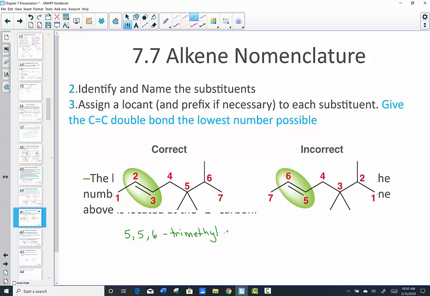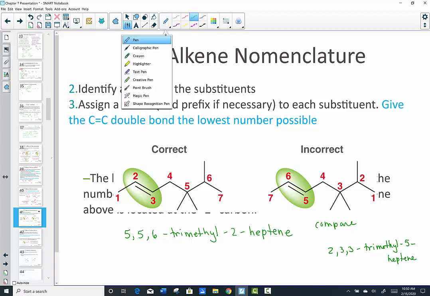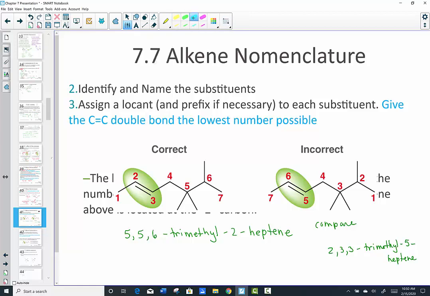And between carbon 2 and 3 of this 7 carbon chain, there is a double bond. Notice that 5, 5, 6 gives us the substituents. And just to compare, at carbons 2, 3, 3, you would have methyl groups if the double bond were located between carbon 5 and 6. You would name that 2,3,3 trimethyl 5-heptene. But we're emphasizing the priority.